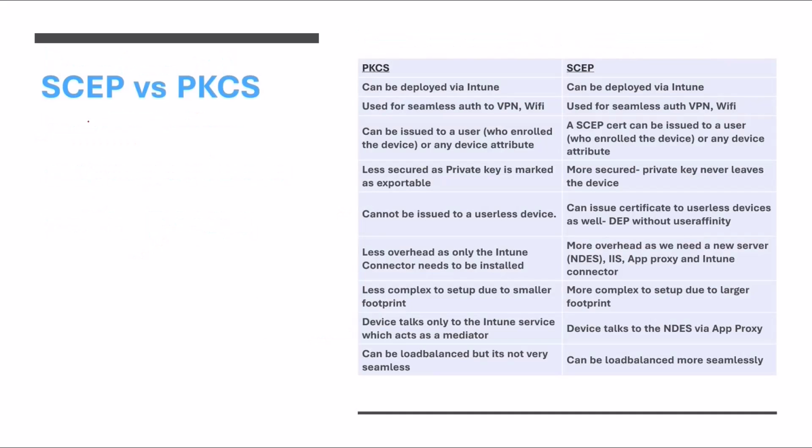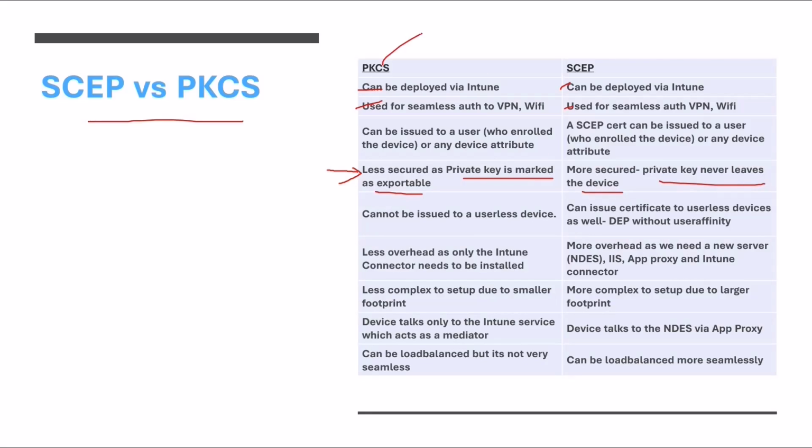Quickly going to do a comparison between SCEP and PKCS. PKCS and SCEP both can be deployed via Intune. Both can be used for doing a seamless authentication to Wi-Fi or VPN. And the main point that we have to keep in mind over here is PKCS is less secured because the private key is marked as exportable in case of PKCS. SCEP is more secured because the private key is not marked as exportable and it never leaves the device.